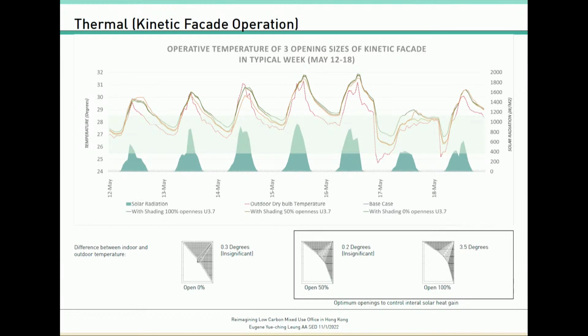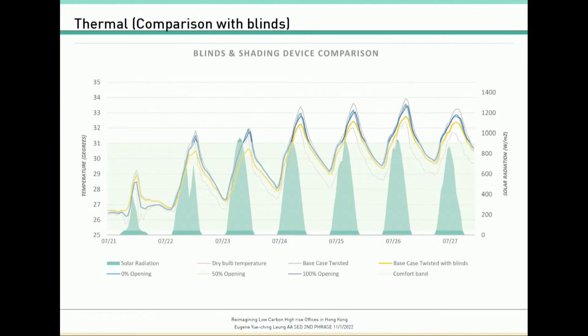The next step is looking at how the openings of the kinetic facade may affect thermal performance. And the surprising result comes in, as it was rerun last week, where similar results are still shown: 50% to 100%, or 0% to 50% of opening, will not affect greatly the internal operative temperature reduction, because the optimal opening is in fact 50% already.